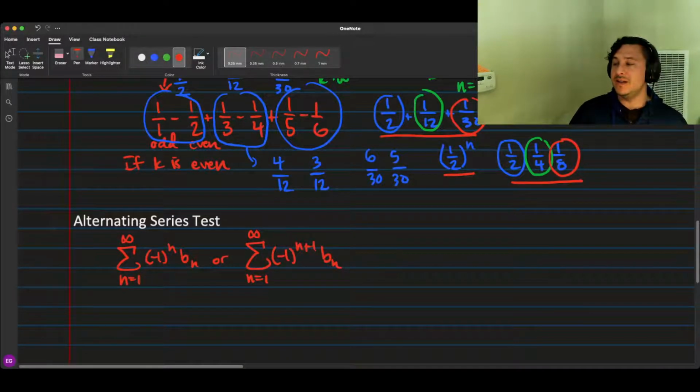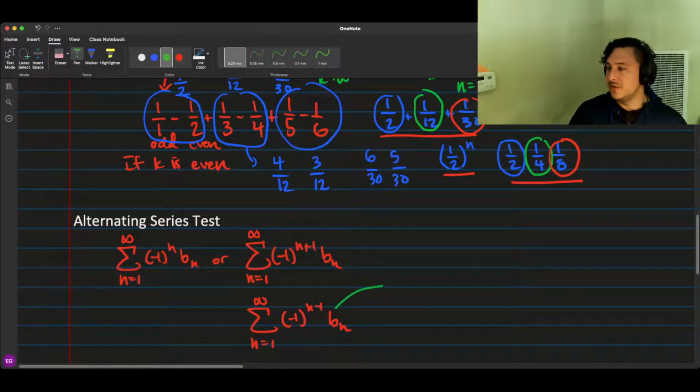Interestingly enough, if you have n minus 1, that gives you the same thing as n plus 1, and let's just compute it. Because if you start off by plugging 1 into n minus 1, what are you going to get? 0, and what? Oh, I see what you're saying. That would probably not be an alternating series. Let's actually look at that. That's a good question. So the question is, if you have the sum from n equals 1 to infinity of (-1)^(n-1) b_n, what does that give you?